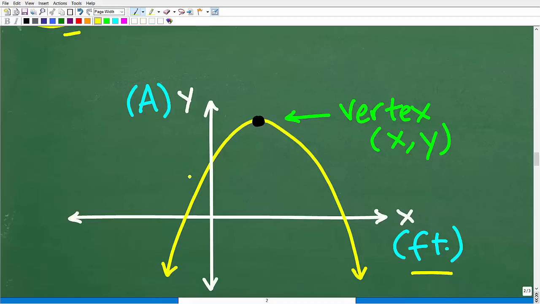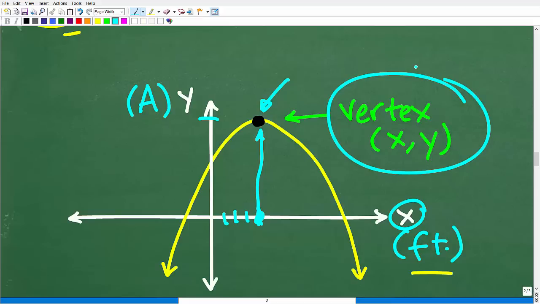So what we want to do is figure out how many feet for our width we should have. There is a particular value that we want to figure out, and that amount is going to correspond to the maximum area. So really what we're talking about is finding the maximum, or the very top of this parabola, and that is a specific xy point called the vertex.